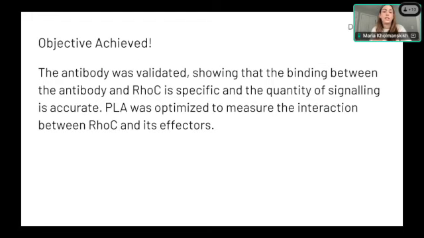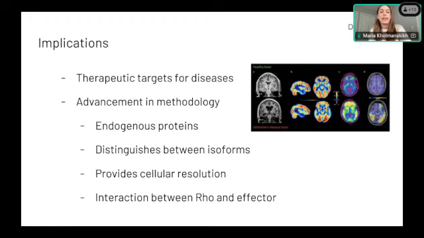Our objective was achieved. The antibody was validated, showing that the binding between the antibody and Rho C is specific, and the quantity of signaling is accurate. PLA was optimized to measure the interaction between Rho C and its effector ROCK1. By using PLA to look at the downstream effect of Rho C, it is possible to find therapeutic targets for diseases that are caused by the dysfunction of Rho-GTPases and their pathways, and neurological disorders, including Alzheimer's.